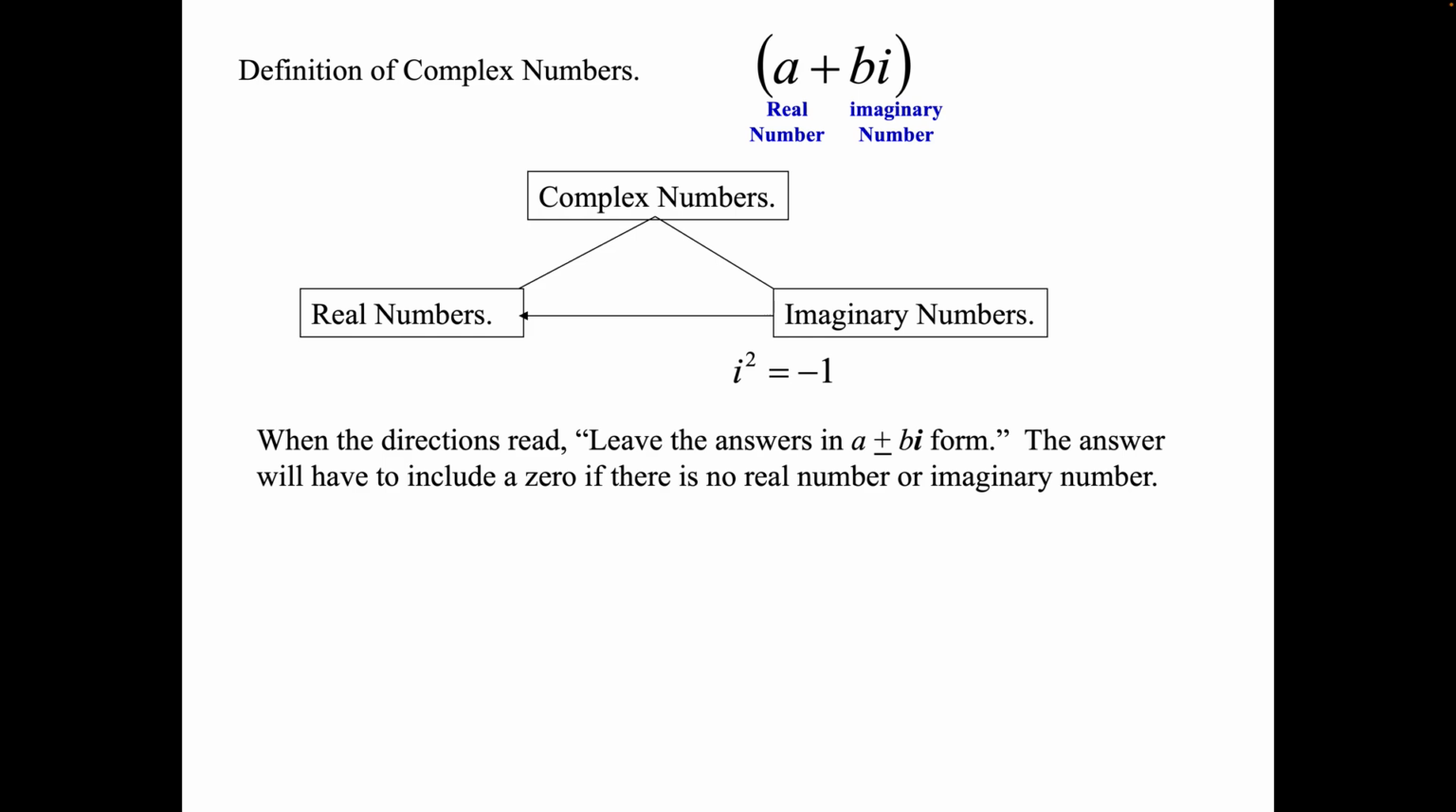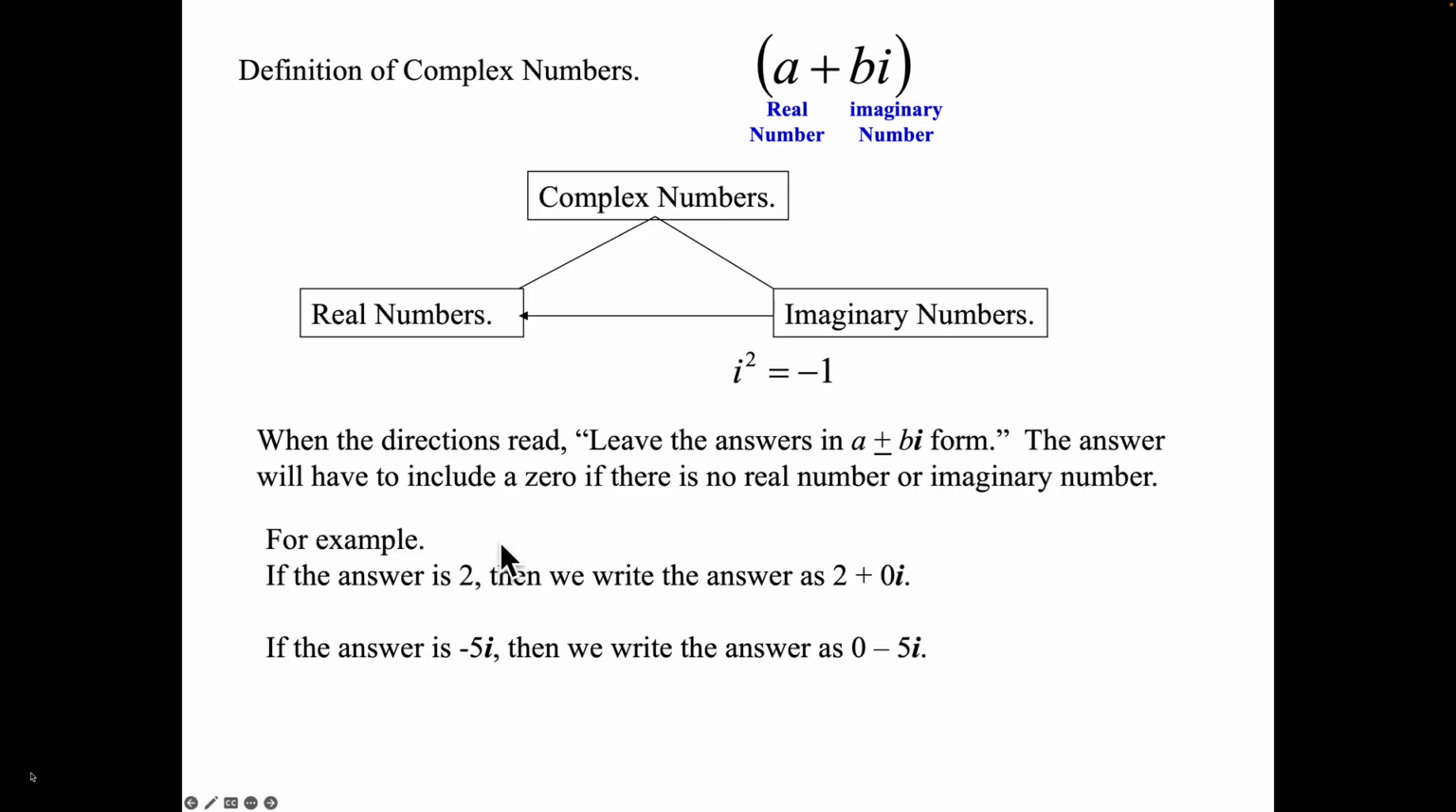Now, in the directions, you've got to pay close attention. If the directions tell you to leave the answers in a plus or minus bi form, the answer will have to include a 0 if there is no real number or imaginary number. So let's say, for example, your final answer is 2. Your i terms canceled out. Well, your answer is not 2. Your answer is 2 plus 0i.